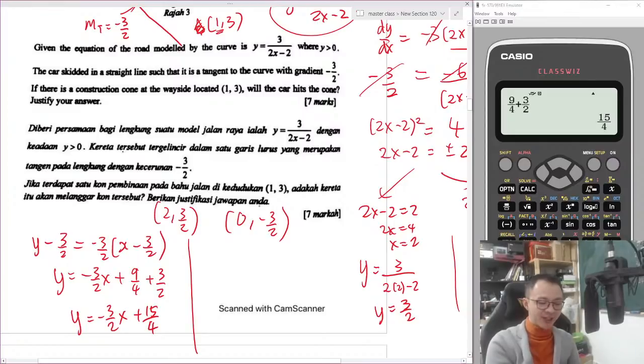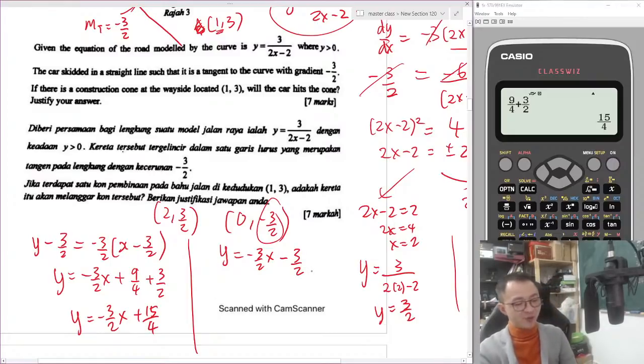Then I will use the second point to form another equation, which is, this one is 0, right? So this is the c value. y equals negative 3 over 2 x minus 3 over 2. Alright, so I get both of these.